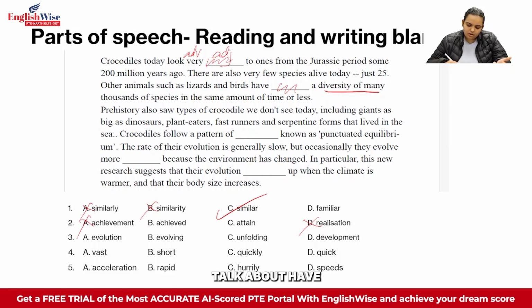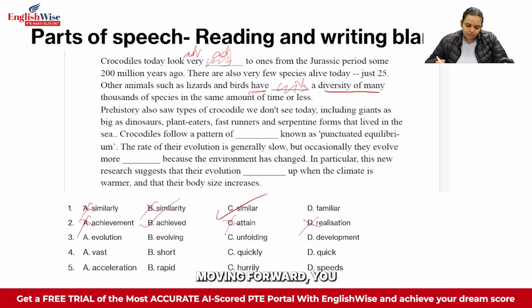Again, whenever you have the word have, the grammar says that after that you should have V3, or the past participle form of the verb. So let us go with achieve, because attain will be grammatically wrong. Also, attain is used when you're talking about academic achievements or something, like he attained this achievement. This is how we use the word attain. When you're talking about the multiplication of species or something, you say achieved.